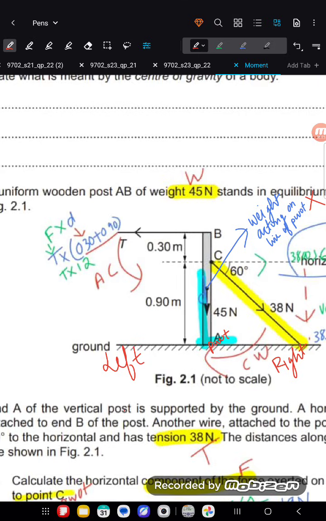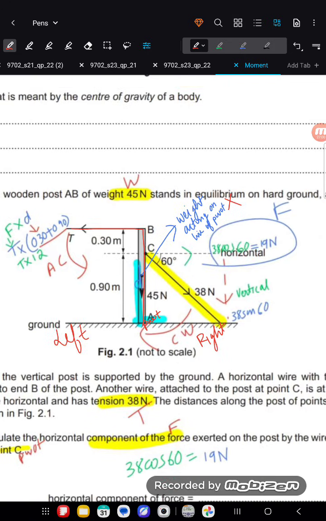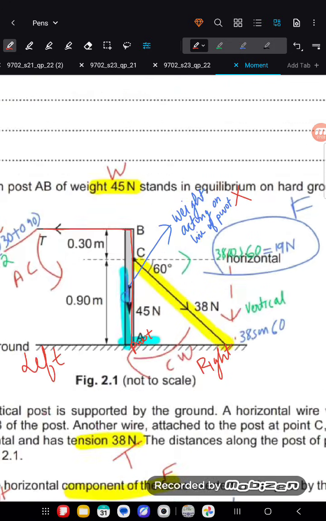How will you take the distance? From here, the pivot is here, so this distance plus this distance, right? So you have to take this distance and this distance, because moment is force into distance from the pivot, so it should reach the pivot. Okay, so for this distance you have to take 0.30 plus 0.90, and here you can see this force you are splitting it, right?